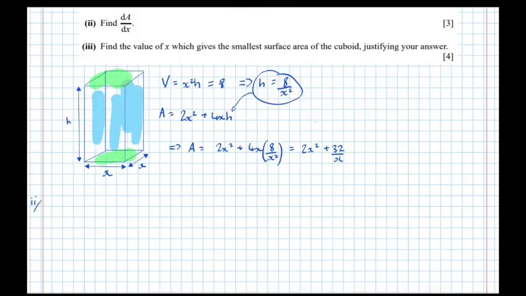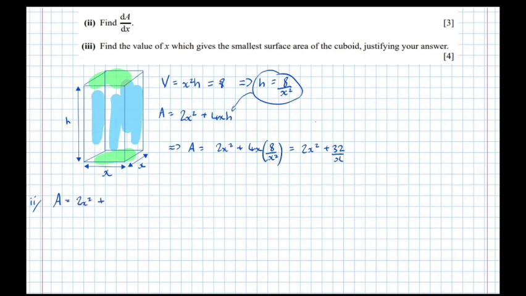Question 2 is find dA over dx. From this, we just differentiate it with respect to x. So we get the answer is 4x minus 32 x to the power of minus 2.